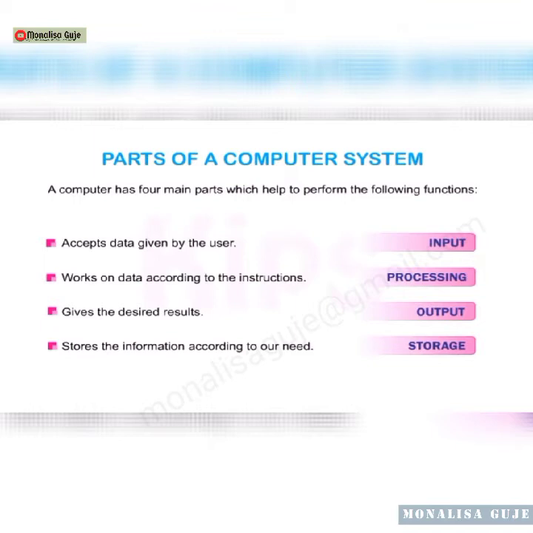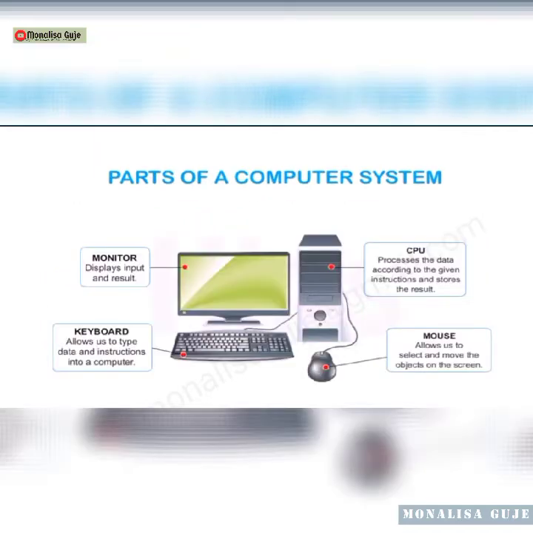Parts of a computer system. Monitor displays input and result. Keyboard allows us to type data and instructions into a computer. CPU processes the data according to the given instructions and stores the result. Mouse allows us to select and move the objects on the screen. So these are the parts of a computer system.